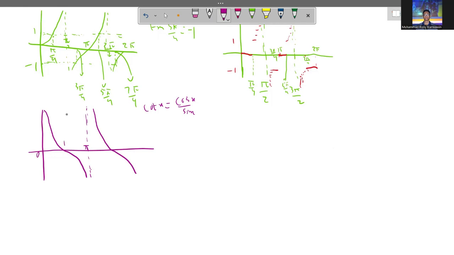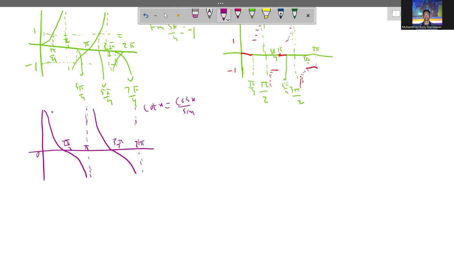So this is pi over 2. And this here is also 2 pi. 2 pi is also another asymptote. This is pi over 2. This is 3 pi over 2. Right. Now, the same complications arise with cotangent of x. We also need to keep track of when cotangent of x hits 1 and -1.